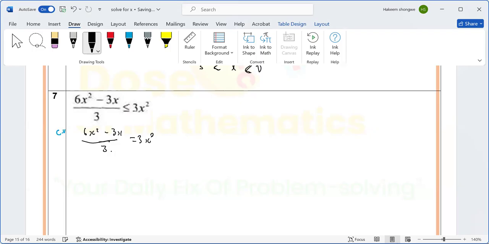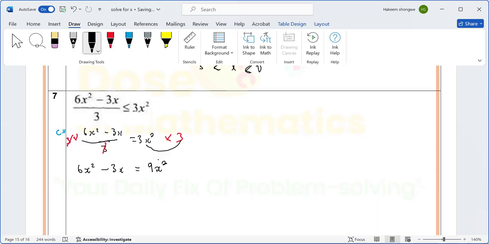We're going to multiply with the LCD, né? Yes. So I'm going to multiply by 3 this side, and then I'm also going to multiply by 3 this side. 3 and 3, they divide each other out. And then what are you left with here? We are left with 6x squared minus 3x, which is equal to 6x squared by 3... 9. Oh, 9. It's 9x squared. Né?